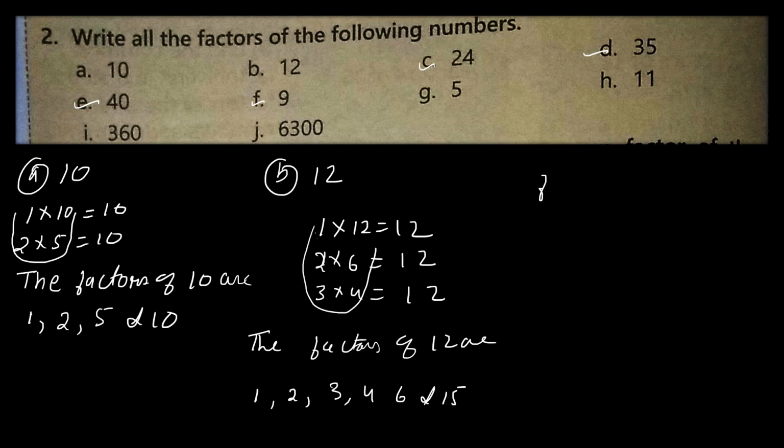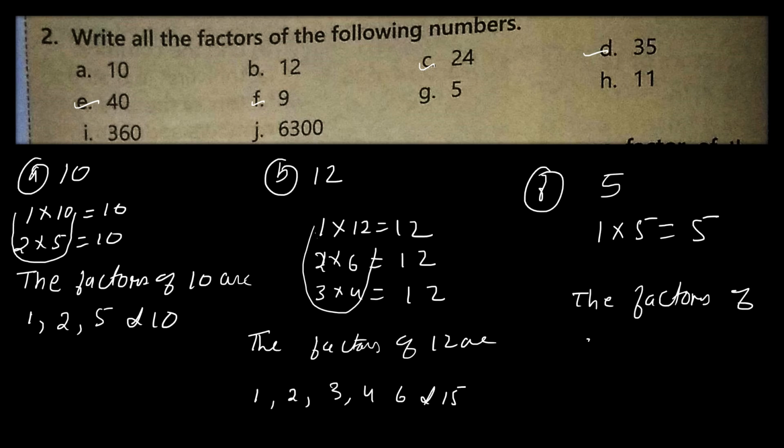I'm going to write number F. Number F is 5. So 1 multiplied by 5 is equal to 5. None of the other numbers is there. So the factors of 5 are 1 and 5. Got it, children? 1 and 5.